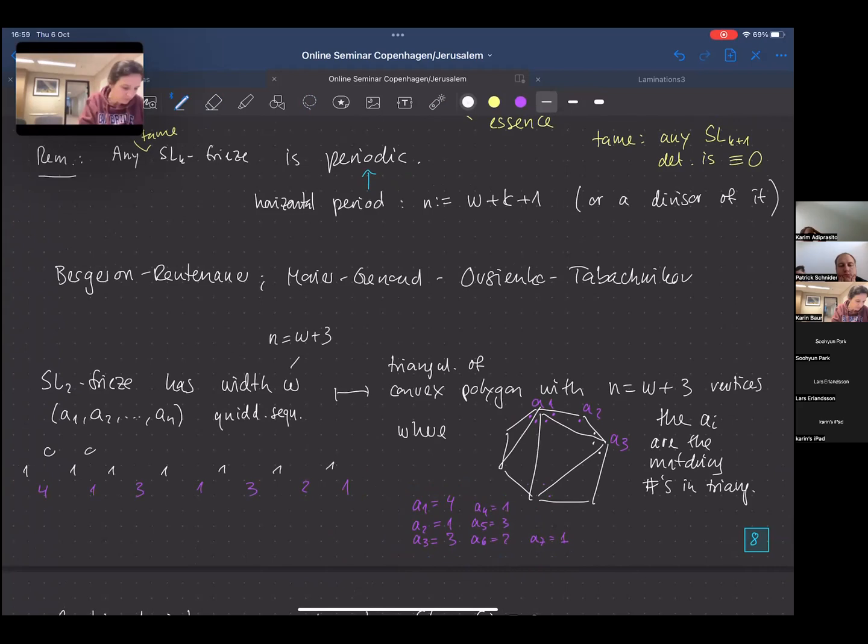N was 7, W would be 4. We expect 4 non-trivial rows. And the rule tells me that 4 times 1 should be 1 more than 1 times something. And so we get a 3 here, a 2, a 2, a 2, 5, and a 1. And then you can continue doing that.